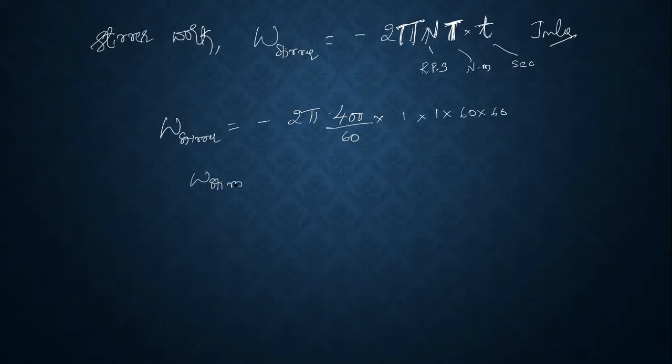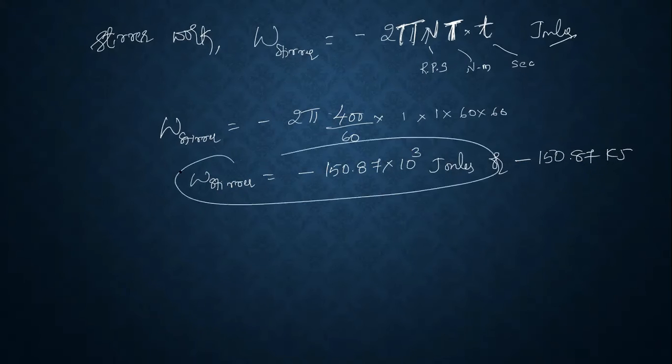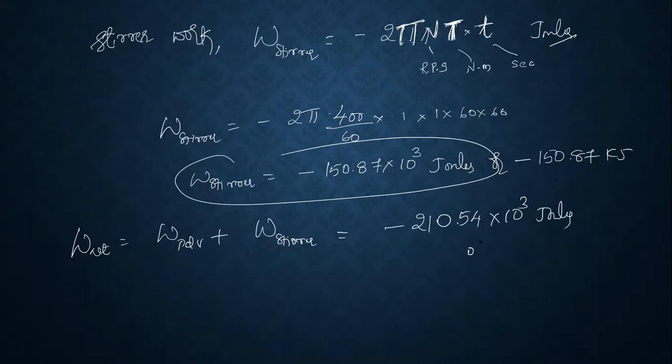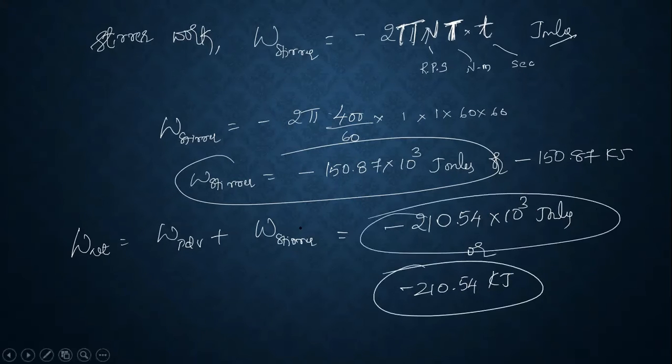Therefore, after substituting all this, W stirrer is minus 150.87 into 10 to the power of 3 joules, or else you can write minus 150.87 kilojoules. This is the stirrer work. Therefore, net work done is integral PdV work plus integral stirrer work. We got the two values, and after substituting, we get minus 210.54 into 10 to the power of 3 joules, or else minus 210.54 kilojoules. Both are correct.